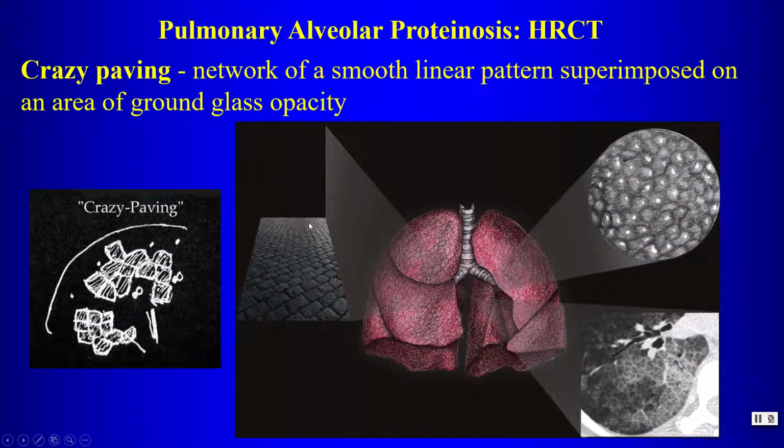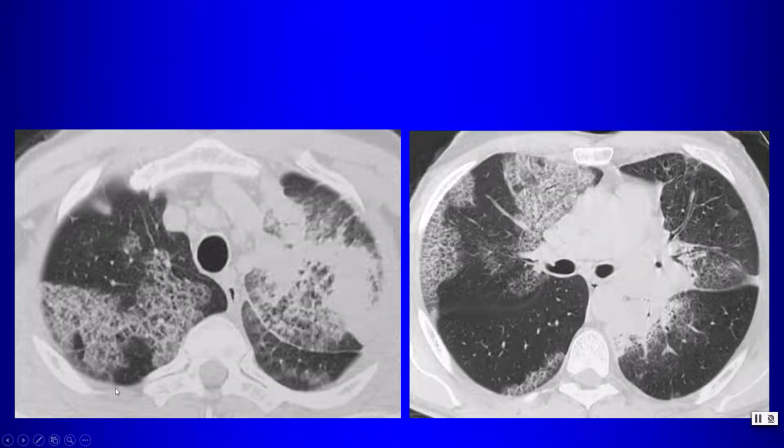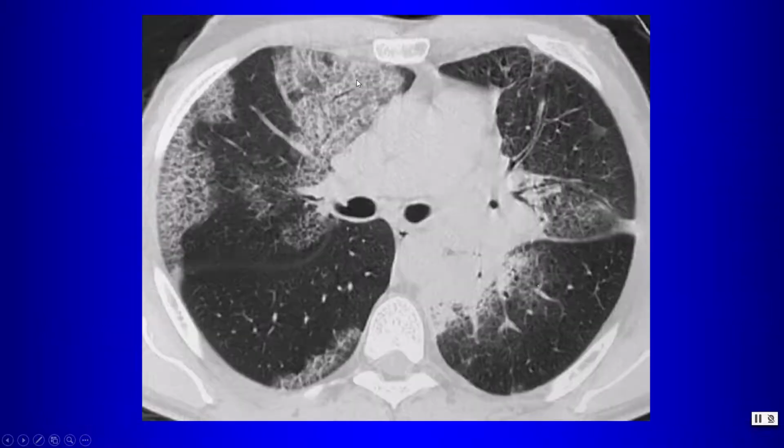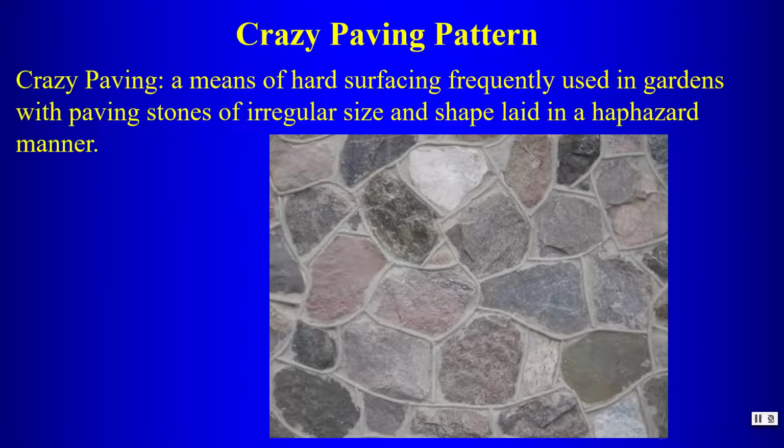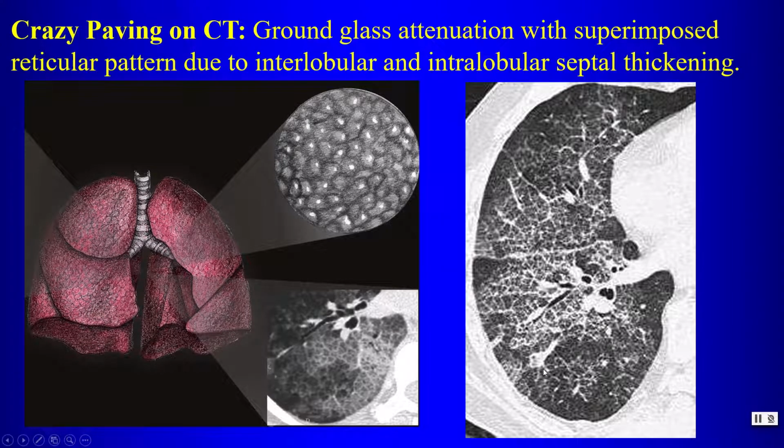So crazy paving is the appearance when we have ground glass opacities with interlobular and intralobular septal thickening, as in this example that we looked at earlier. We should all be familiar with the appearance of crazy paving on CT. It's given that name because of the type of surface that is used for paving garden floors. This is called a crazy paving pattern. You can imagine these as representing the secondary pulmonary lobules outlined by thickened interlobular septae with superimposed ground glass opacity.